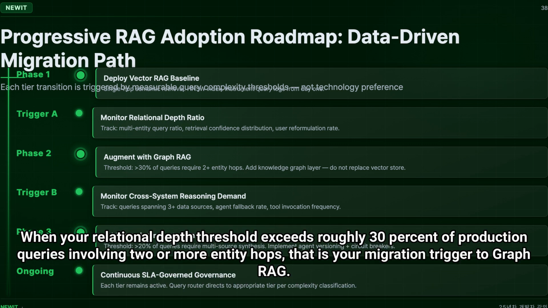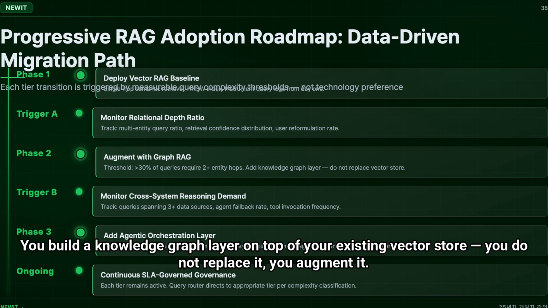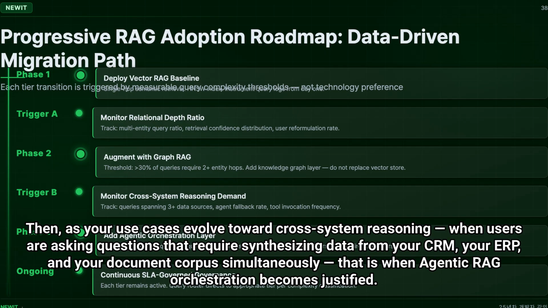When your relational depth threshold exceeds roughly 30% of production queries involving 2 or more entity hops, that is your migration trigger to Graph RAG. You build a knowledge graph layer on top of your existing vector store. You do not replace it, you augment it. Then, as your use cases evolve toward cross-system reasoning, when users are asking questions that require synthesizing data from your CRM, your ERP, and your document corpus simultaneously, that is when Agentic RAG orchestration becomes justified.